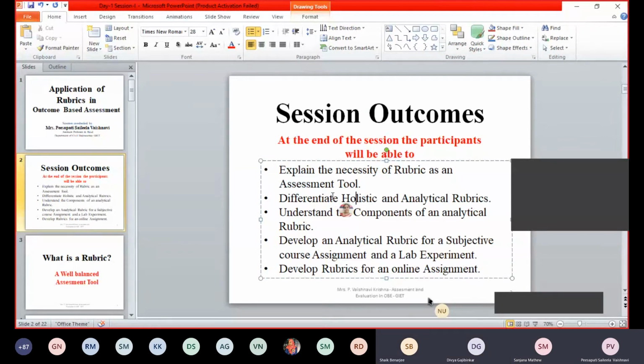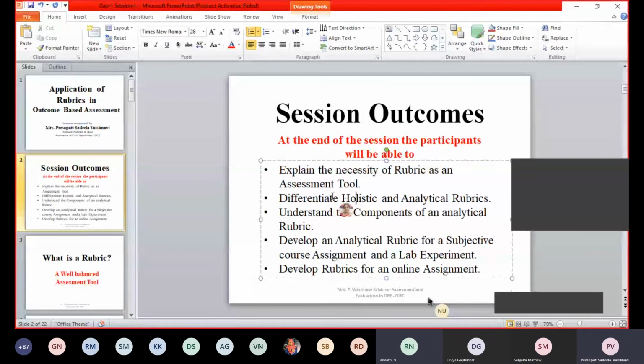And next, understand the components of an analytical rubric. Performance. Same. Performance. Very good. And next, develop an analytical rubric for a subjective course, assignment, and a lab experiment. Performance and condition. Condition. Performance. Where is the condition? For a subjective course assignment and lab experiment. Criteria also. Where is the criteria?